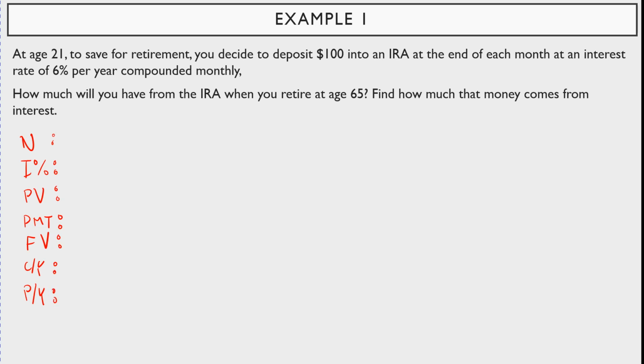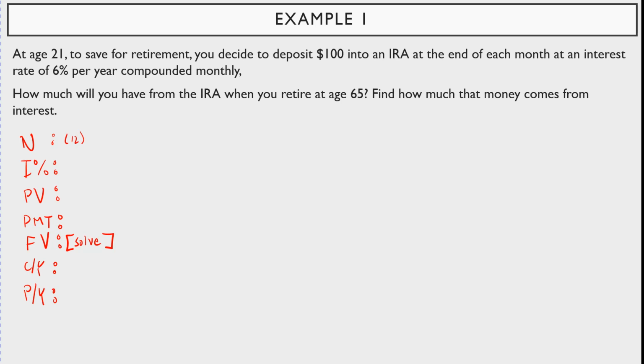First off, we want to figure out how much we have from the IRA when we retire at age 65. So that's way in the future. So we're actually solving for the future value. All right, so N, that's the total number of payments. So we're doing monthly payments. And then for how many years, right?